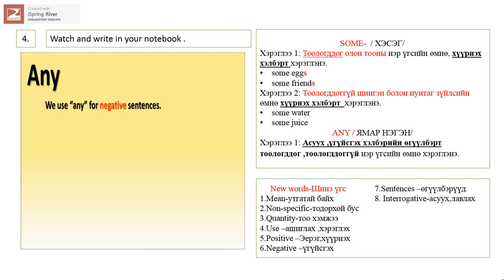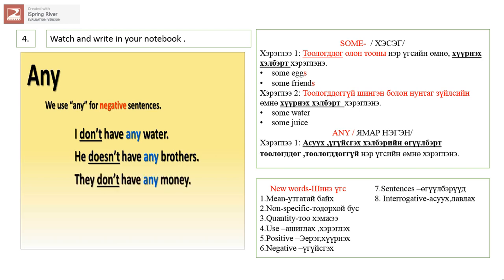We use any for negative sentences. I don't have any water. He doesn't have any brothers. They don't have any money. She doesn't have any cats. You don't have any friends.